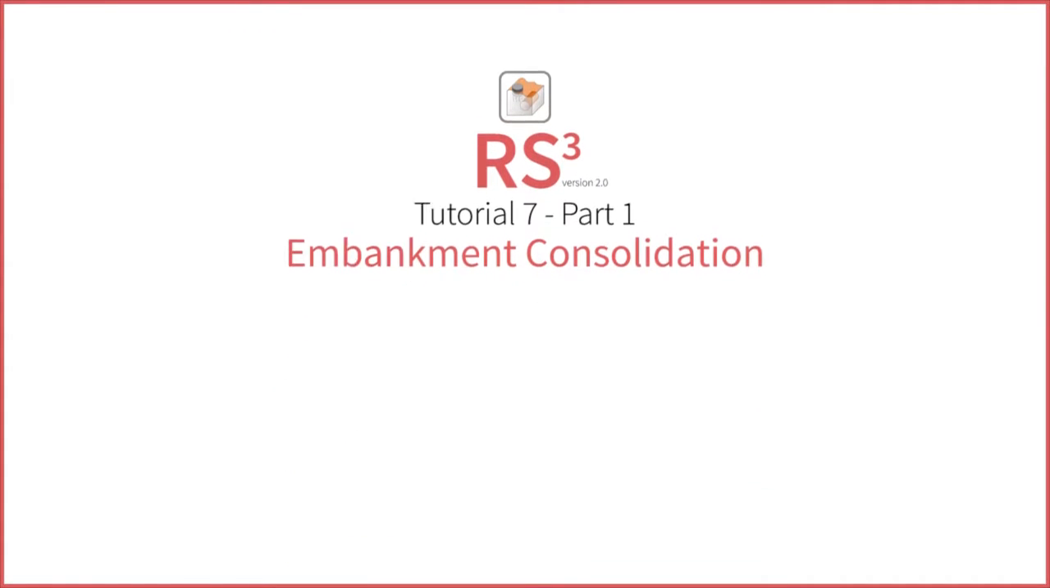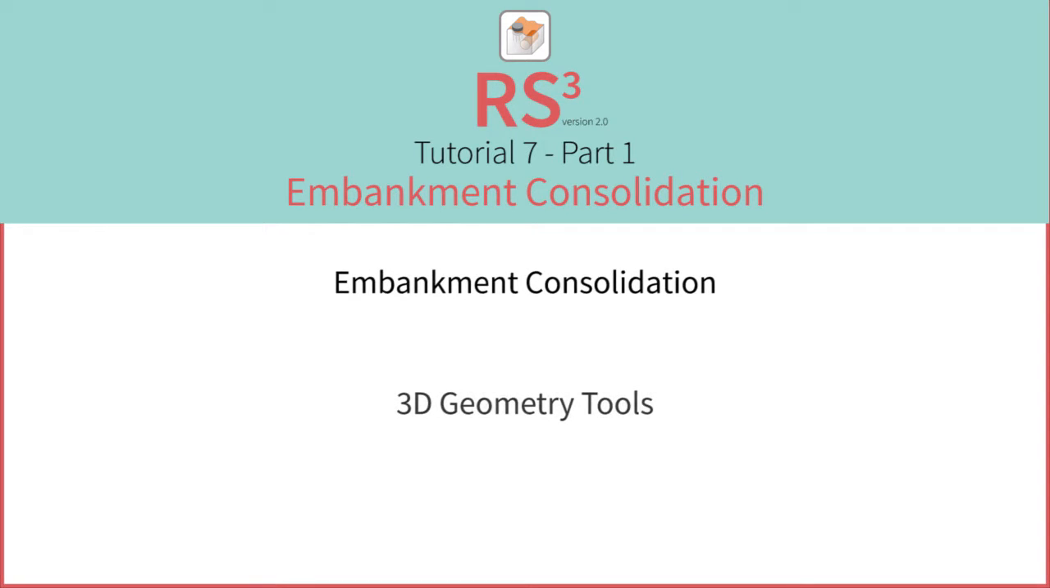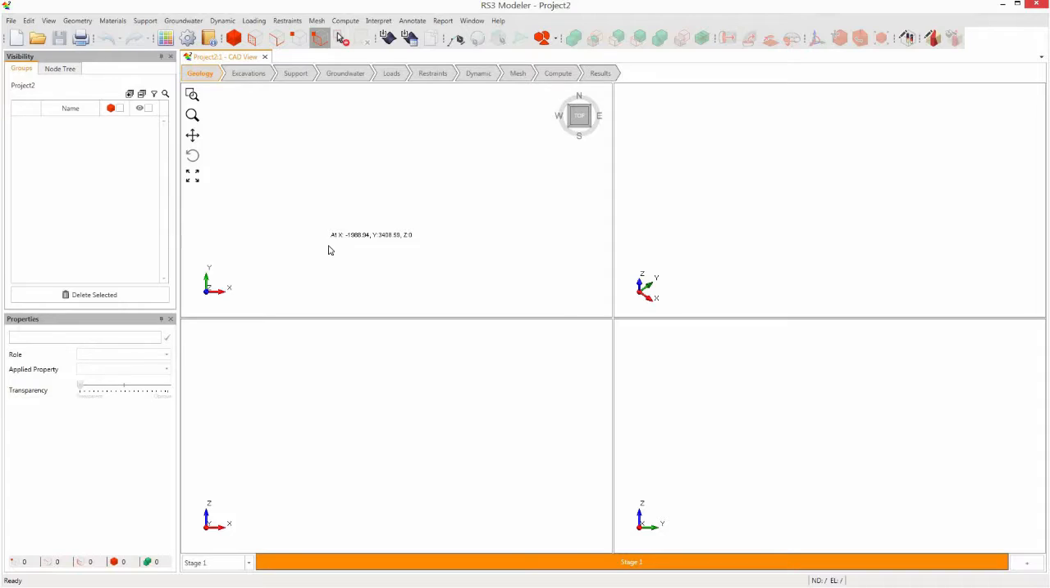Welcome to RS3 version 2, tutorial 7. This tutorial will demonstrate some of the consolidation features of RS3. In part 1 of this tutorial, we will demonstrate the extensive 3D modeling capabilities of RS3 version 2 and the tools available to create complex geometries. To begin, run RS3. To create a new model, click the New Project icon.